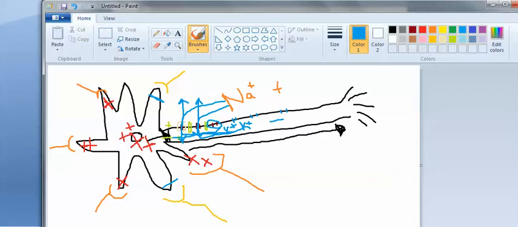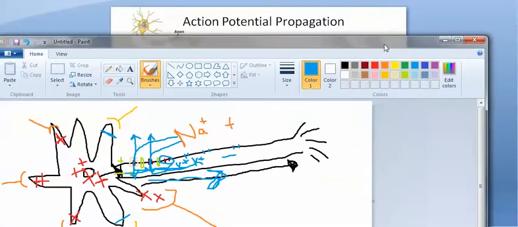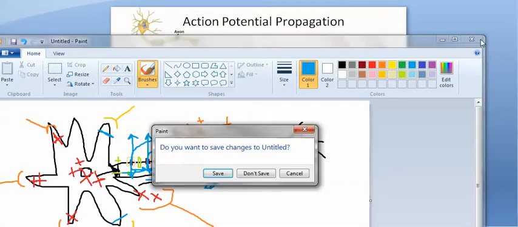And once those voltage gated channels are open, they close almost immediately. So action potentials can only be sent one way, this way. They cannot be sent backwards towards the cell body. They only move away from the cell body. And then we have the sodium potassium pumps reestablishing that resting membrane potential. Okay, so I hope that helps clear things up a little.